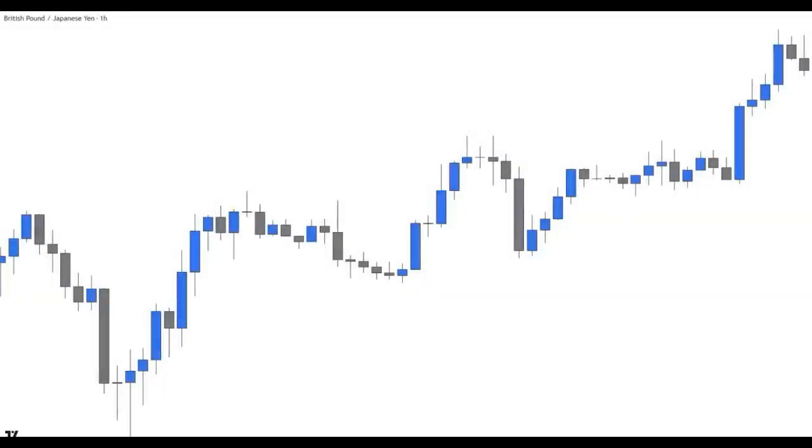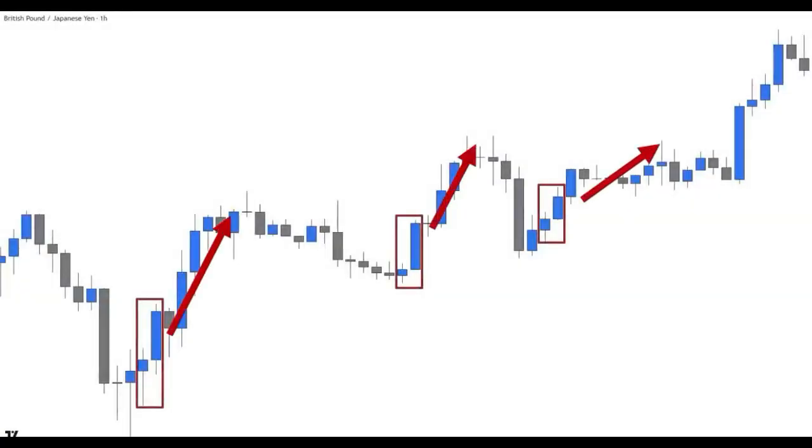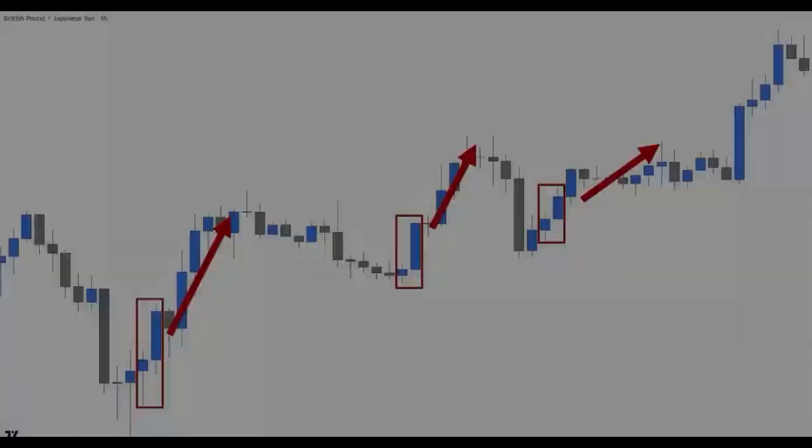Here on the pound-yen 1 hour chart, these are the momentum candlestick patterns on the chart. Now notice how the price rises after this candlestick pattern forms. These signals are not enough tools to place trades based on them, but combining these concepts will help create a well-informed trading decision.